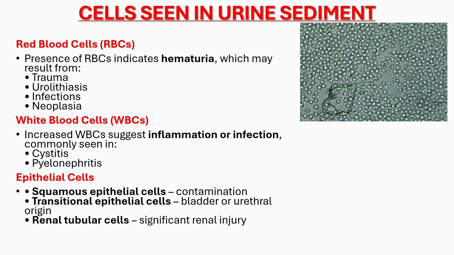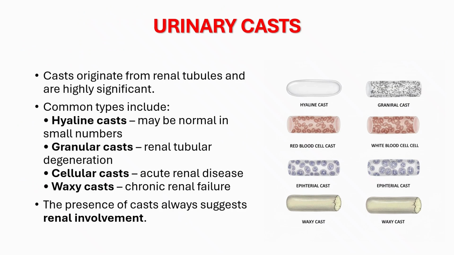Squamous epithelial cells usually indicate contamination, especially from the distal urethra or external genitalia. Transitional epithelial cells originate from the bladder or urethra and may be seen in cases of inflammation or irritation. Renal tubular epithelial cells are of great clinical significance, as they represent significant renal tubular injury. Accurate identification and interpretation of these cells are essential for proper diagnosis and clinical decision making in veterinary practice.